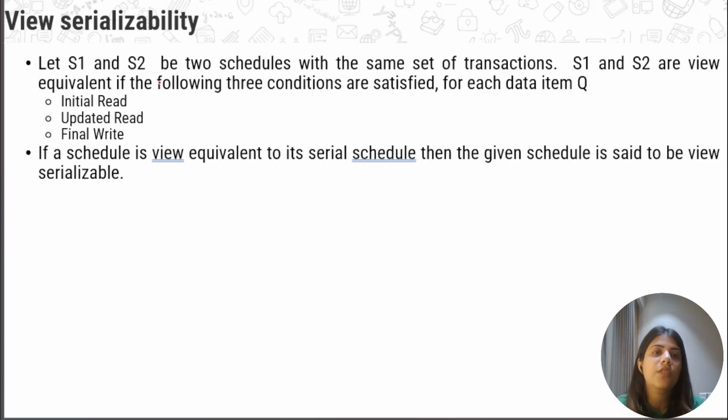Second type is view serializability. Now what does this mean? Let's say S1 and S2 are two schedules with the same set of transactions. S1 and S2 are view equivalent if the following three conditions are satisfied. What are the conditions? The initial read is the same, the updated read is the same, and the final write is the same. If the schedule is view equivalent to its serial schedule, then the given schedule is said to be view serializable.